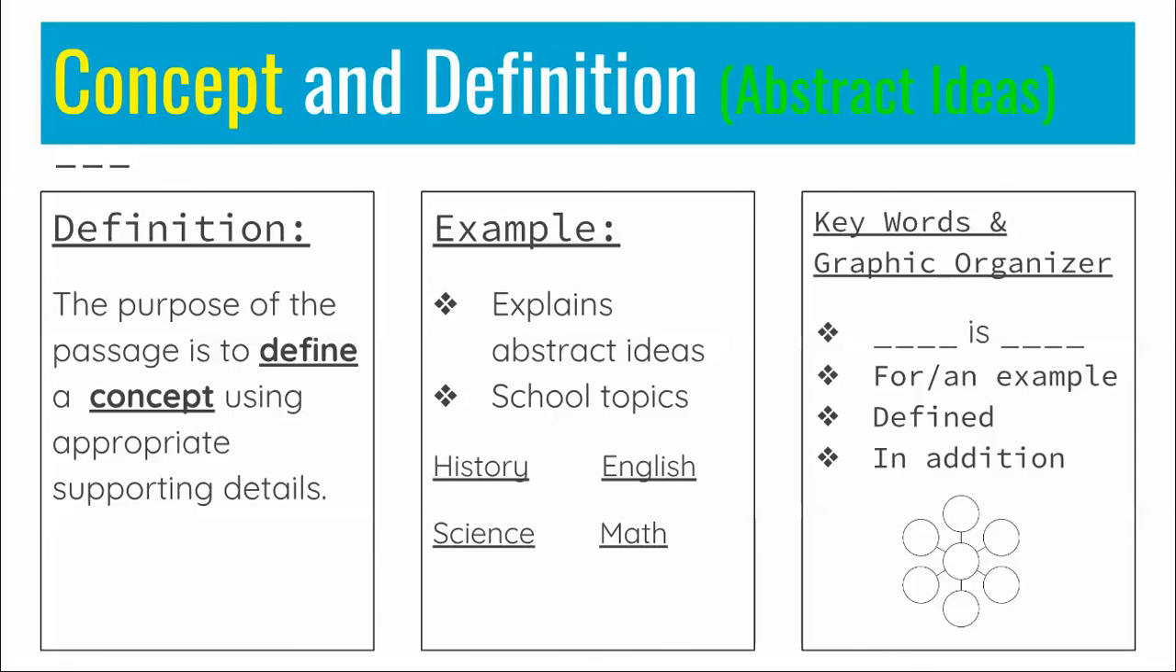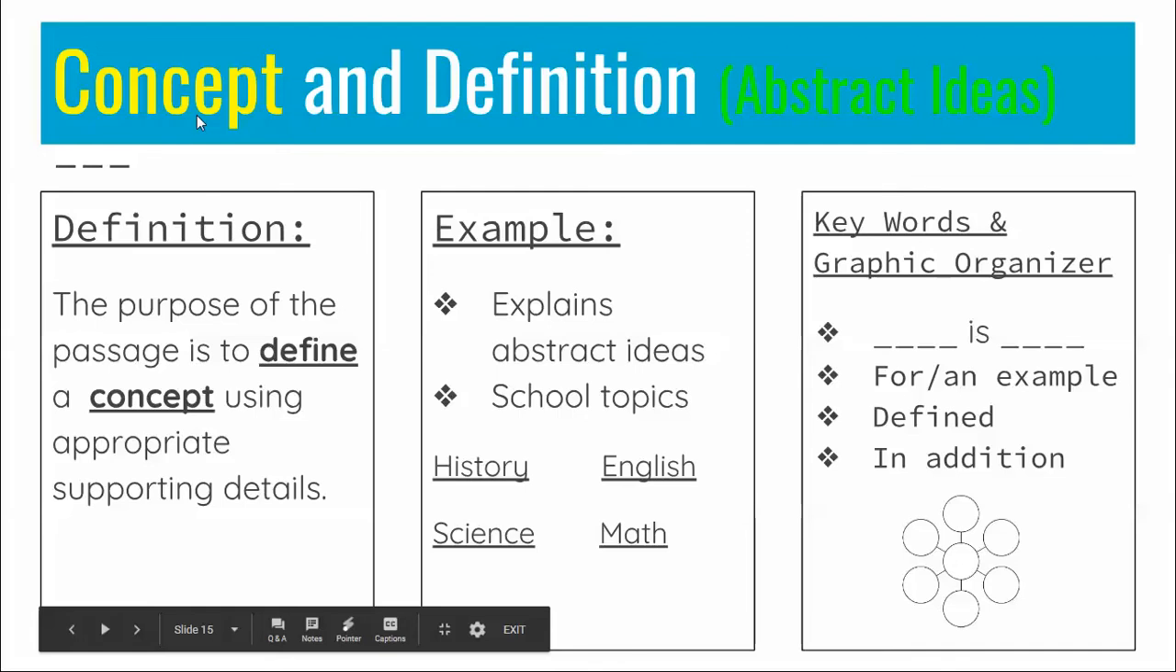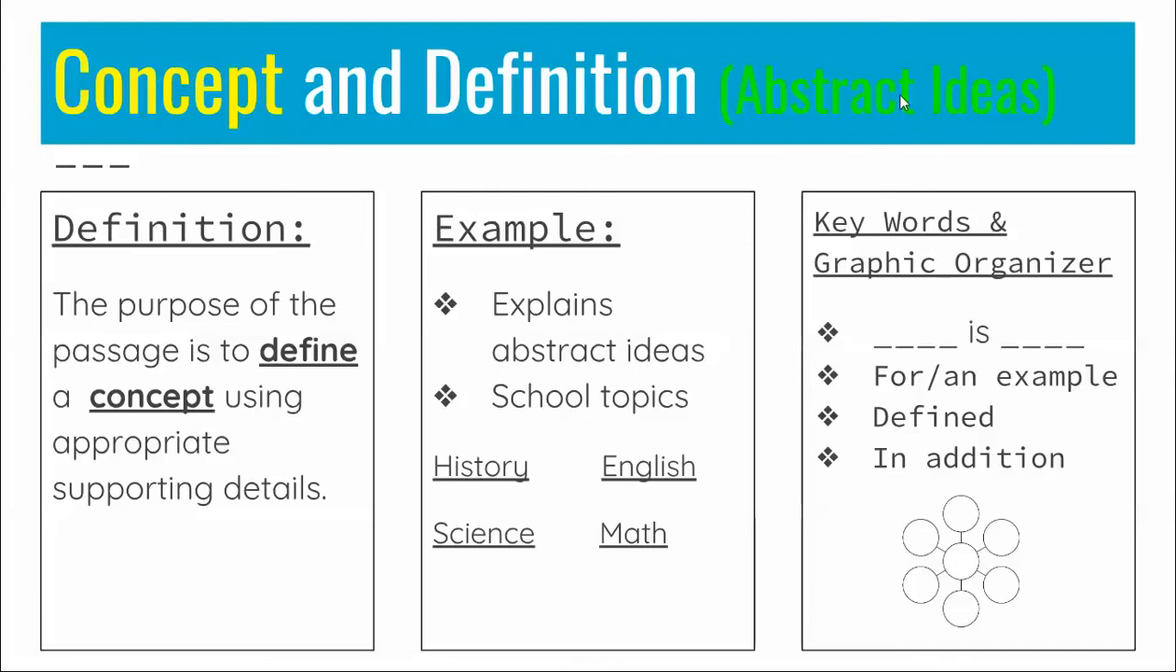And our last organizational pattern is called concept and definition. I want to start with the word concept. A concept is an abstract idea. Abstract, that means you can't see it or touch it, but you know it exists. Think about the word happiness. You can see happiness in the world, but you can't hold happiness in your hand. That's a concept. It's an abstract idea, something you know exists, but you can't see or touch.